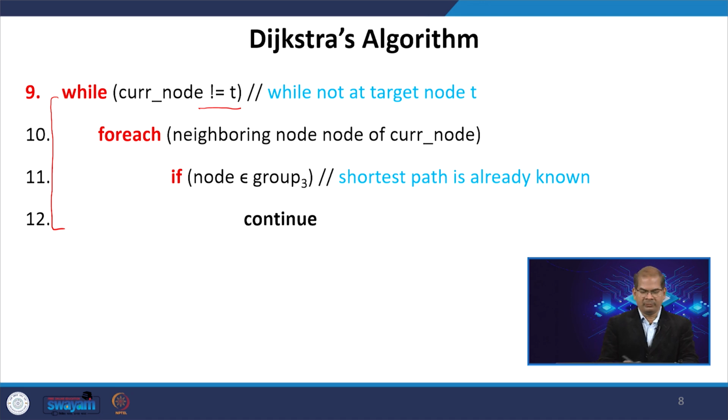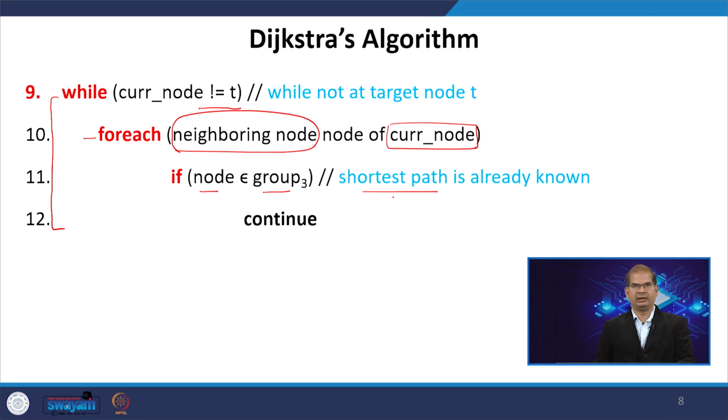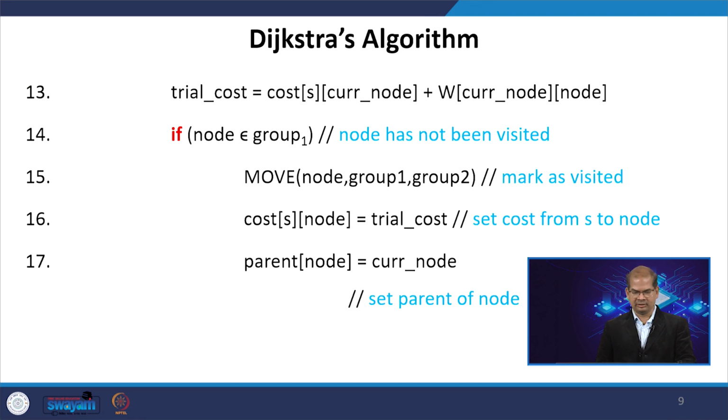So, what am I doing in the for each loop? I am finding all the neighbors or adjacent nodes of the current node, and for each such node, I am finding the shortest path. If I find the shortest path, I put that node into group 3. Now I am finding the trial cost for each node, which is the sum of the cost plus the weight of that edge.